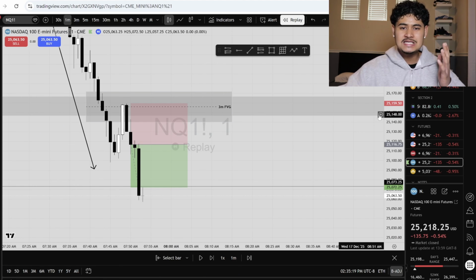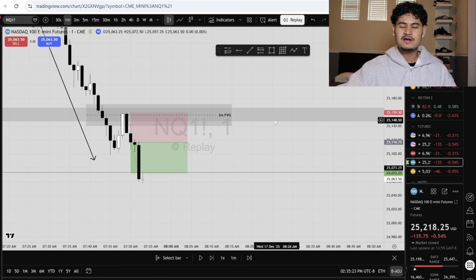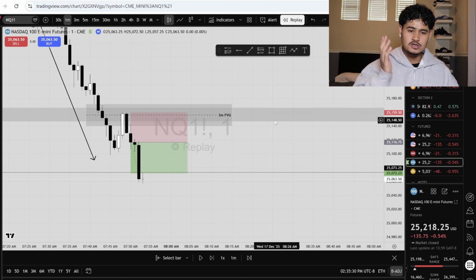So I hope I simplified that down for you guys. It is a very, very simple concept. Trading is very, very simple. And all you have to do is be patient and wait for your setup.